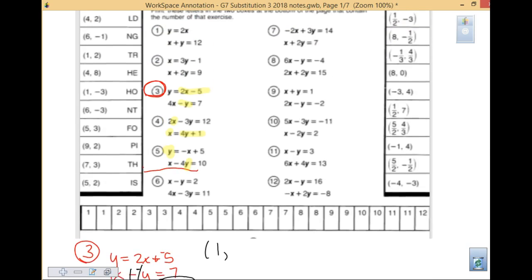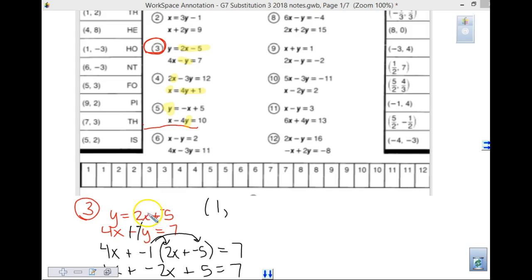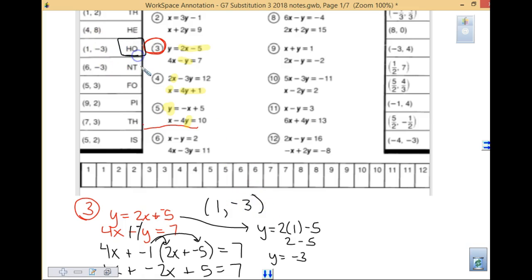So I'm looking at those answers, and I know there's some possibilities here. It's either going to be this one or it's going to be this one. Now I'm going to go to that first equation, and in that first equation, that's the easiest one to find y. And we are going to replace the x with 1. So I have 2 times 1 minus 5. So 2 minus 5 gives us negative 3. So number 3 was the HO.